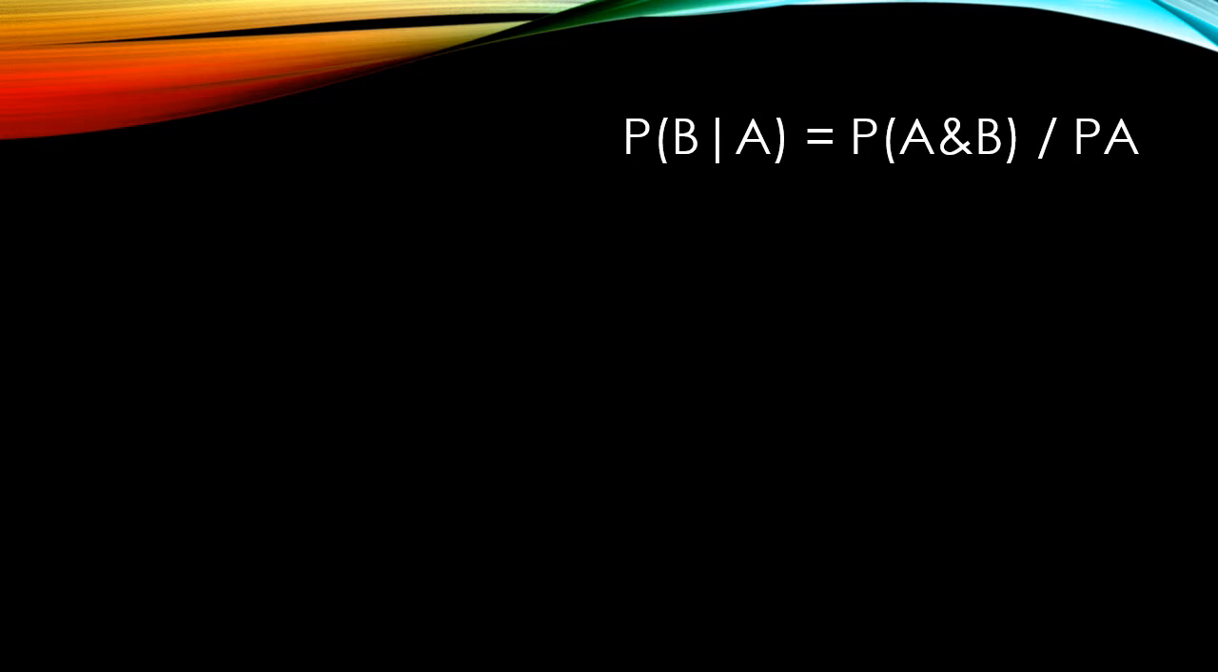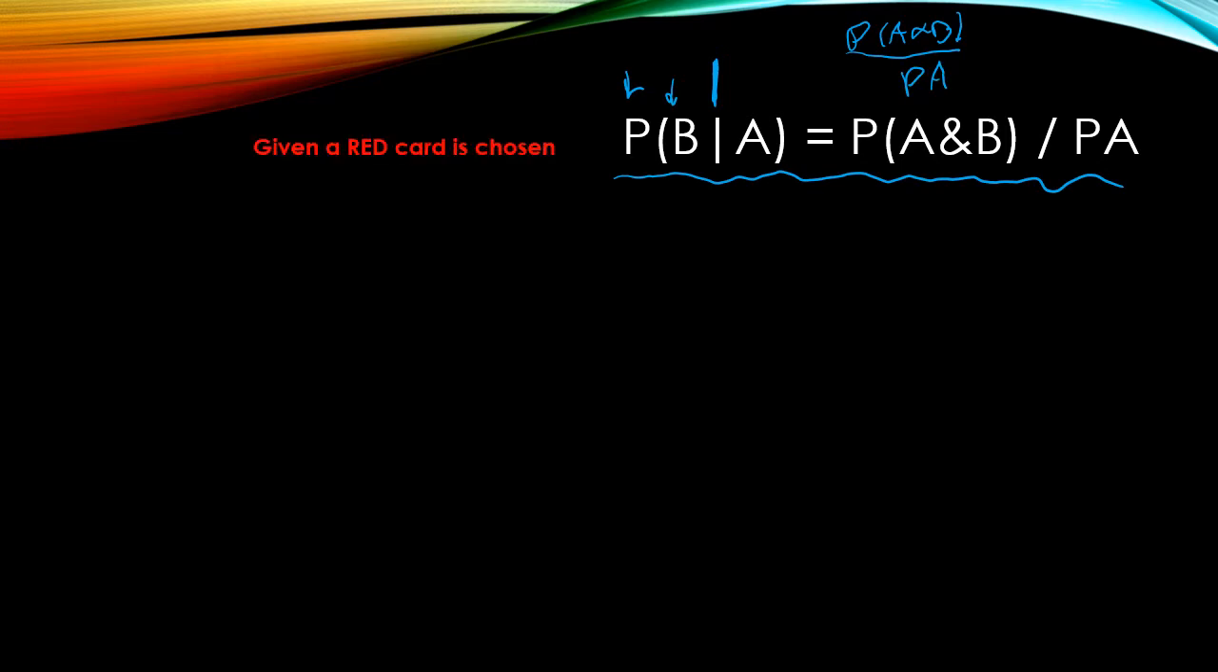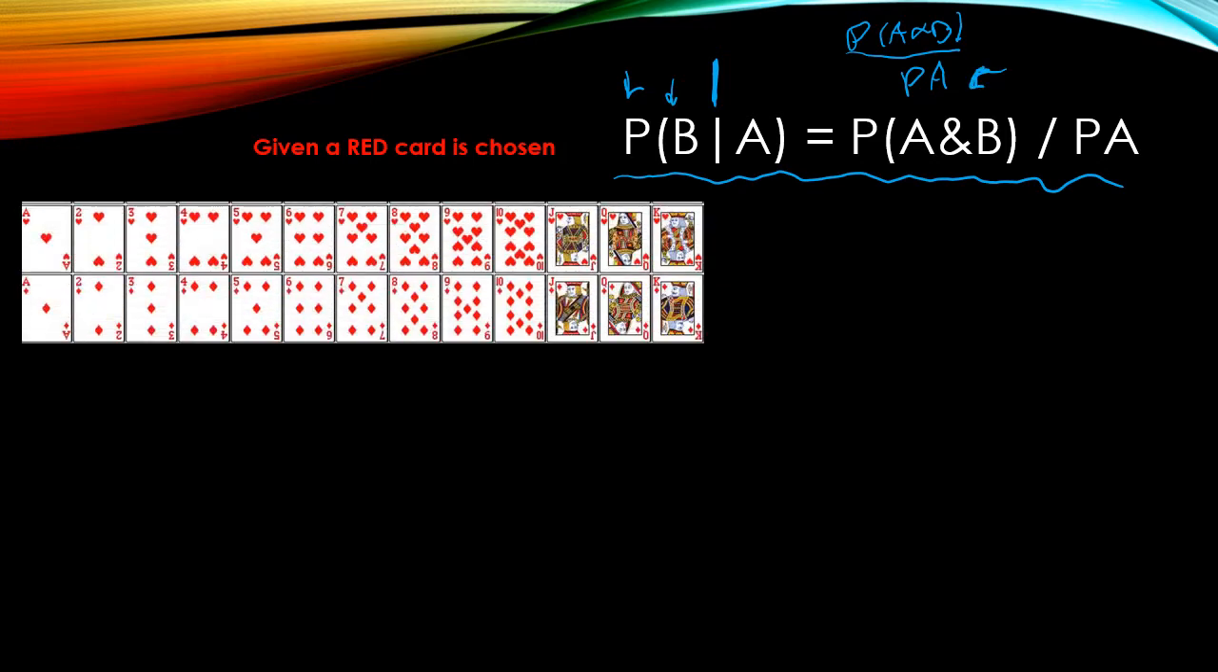All right, so we're going to start with a real quick review of the formula for conditional probability. We read it as the probability of B given, this line is given, A, is equivalent to the probability of A and B happening at the same time divided by the probability of A. So the first conditional probability that we're going to have is that we're given that a red card is chosen. So what we do is we shrink down the denominator, we limit the pool, and we pull out just the red cards. So we have ace through king of hearts and diamonds.